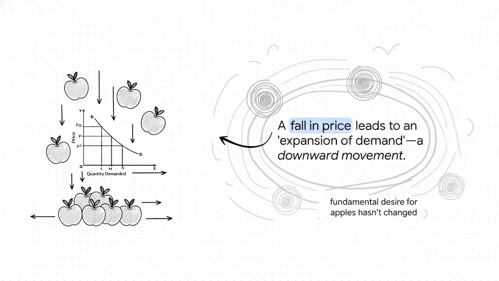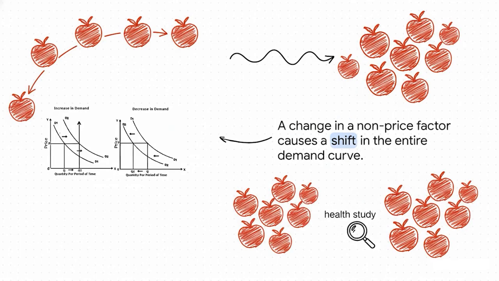Let's take apples, for instance. If the price of apples goes down, what happens? We just slide down along the demand curve we're already on. We're buying more apples, sure, but our basic feeling about apples hasn't changed. But what if a new study comes out saying apples are a superfood that will make you live forever? Well, now suddenly everyone wants more apples, no matter what the price is. Our whole attitude has changed, and that means the entire demand curve shifts over to the right. That is what economists call a true increase in demand.